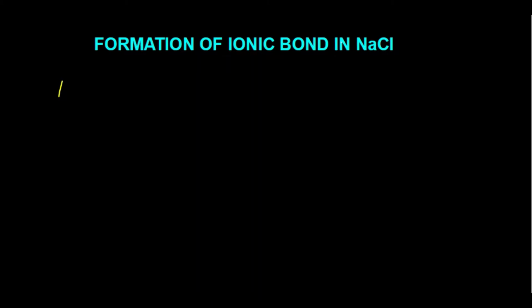Sodium has atomic number 11. The electronic configuration of sodium will be K equal to 2, L equal to 8 and M equal to 1. M is the valence shell for sodium. Sodium has 1 electron in its valence shell.